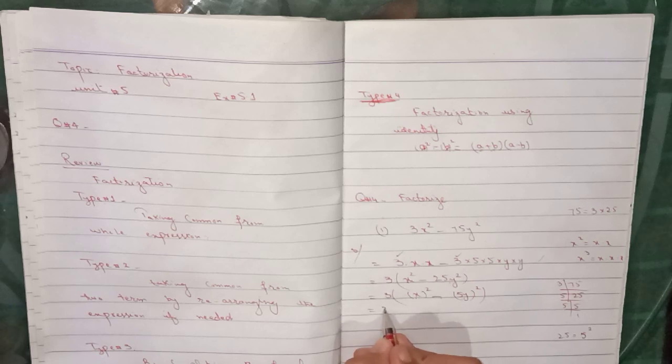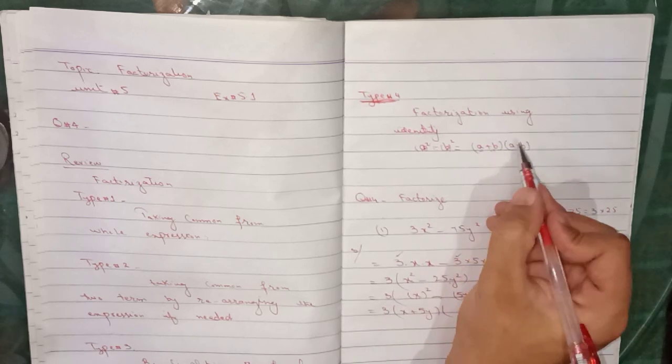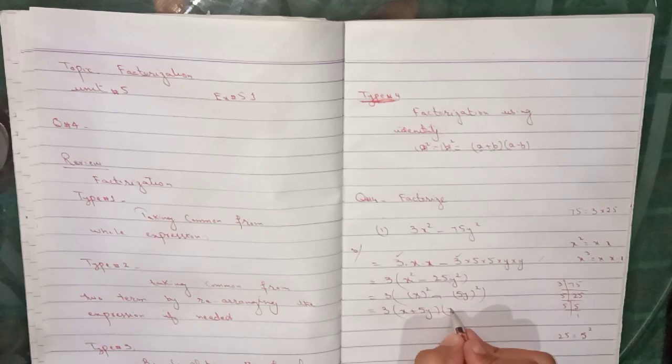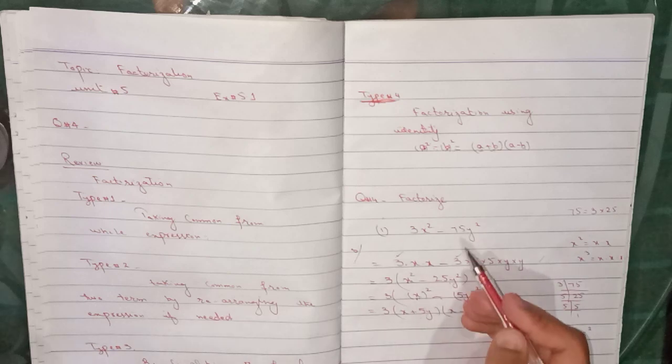See this, a plus b means x plus 5y, into a minus b means x minus 5y, because I have already introduced that the number in this bracket is a and the number in this bracket is 5y. So if you want to write a plus b, you need to add x plus 5y, not their square, into x minus 5y. This is the factorized form of this expression.